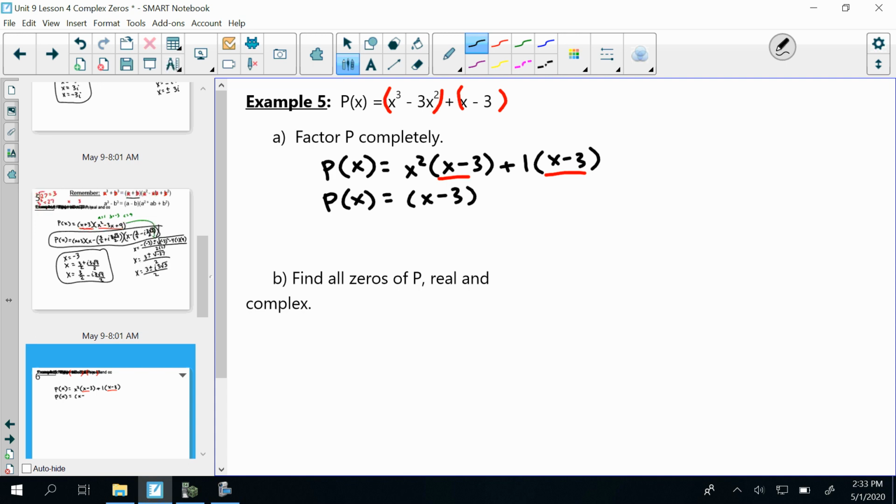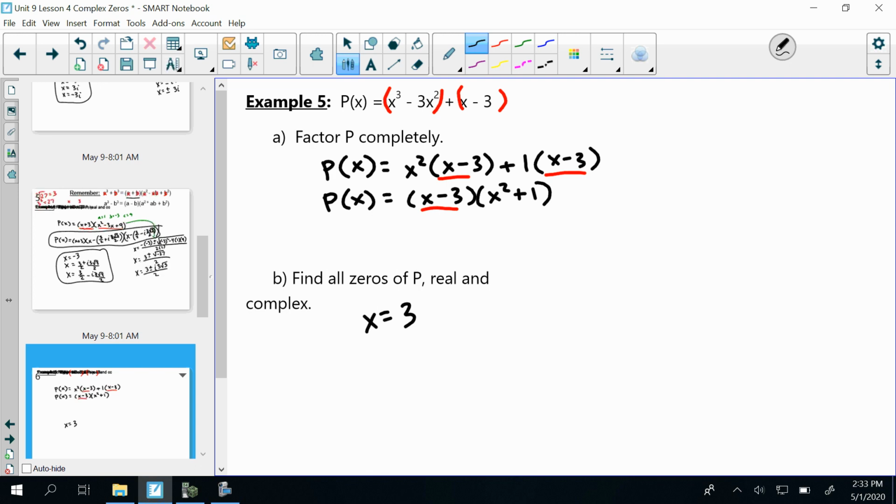And what's left over then is x squared plus 1. And that is the factored form of that using grouping. Now, one of these, this first one, we know the zero from that. If we put that equal to 0 and solve, we get 3. So that's one of the zeros.